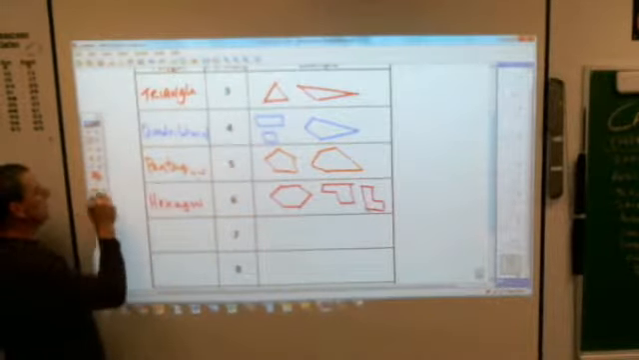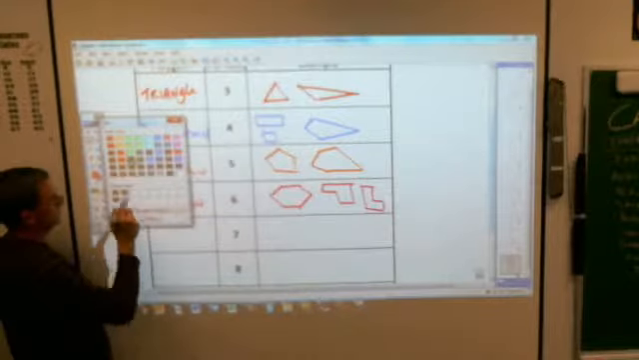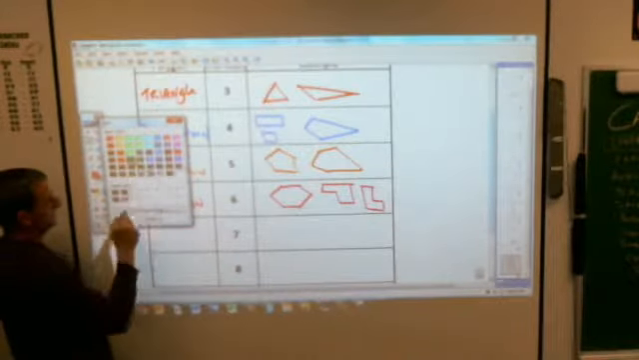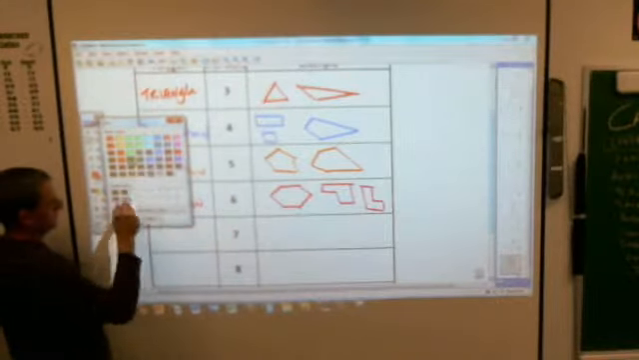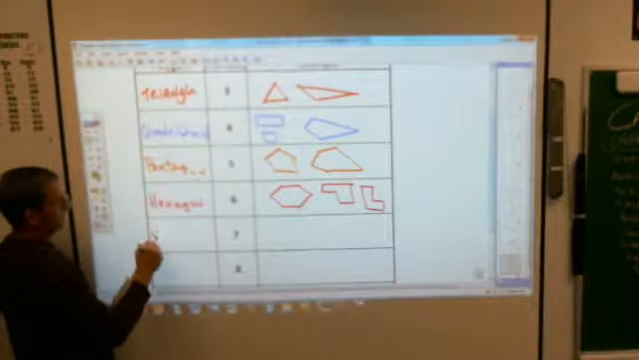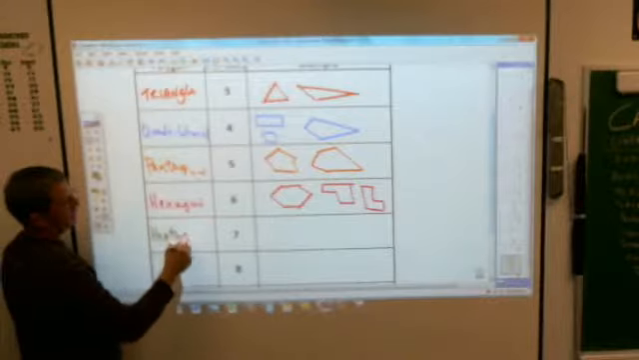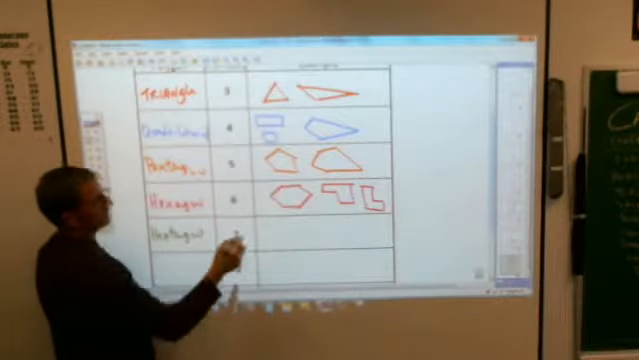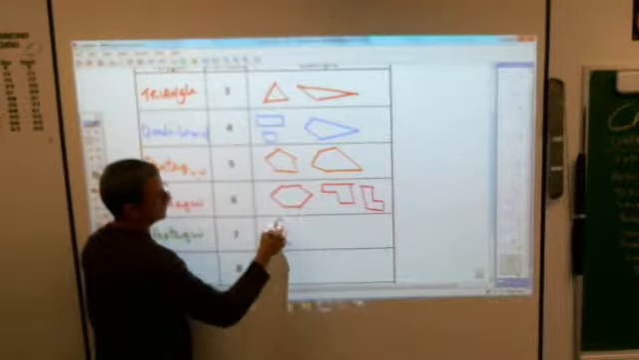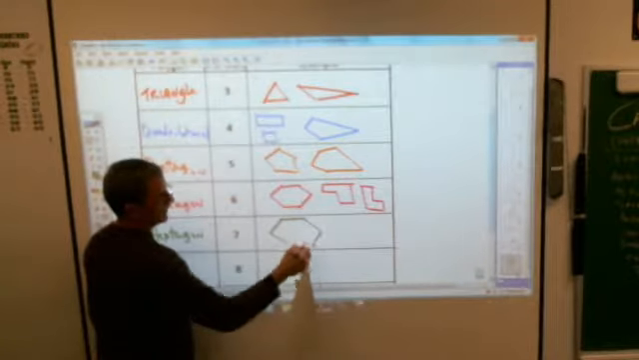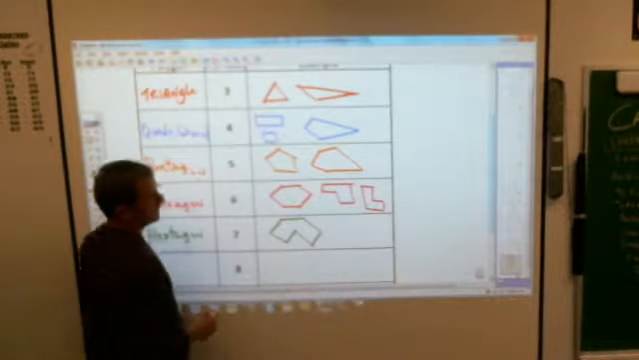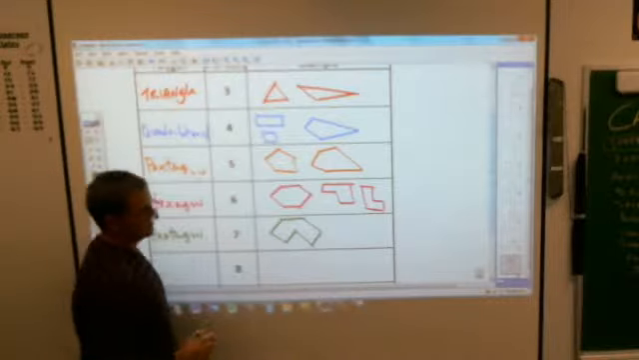Seven sides, one we don't hear about very often. It is a heptagon. You looking at the book? Yeah. Hept. Seven sides. 1, 2, 3, 4, 5, 6, 7. Heptagon.